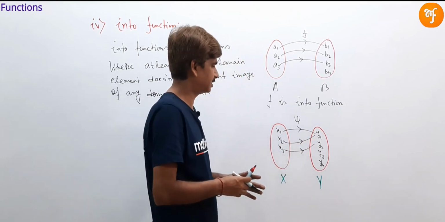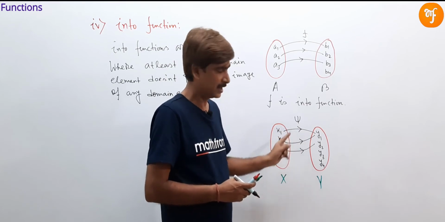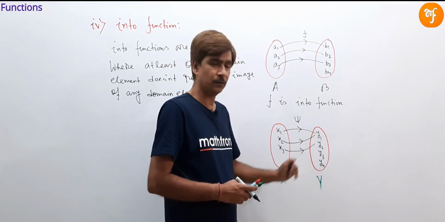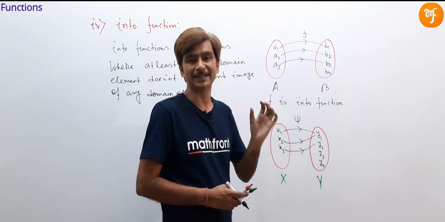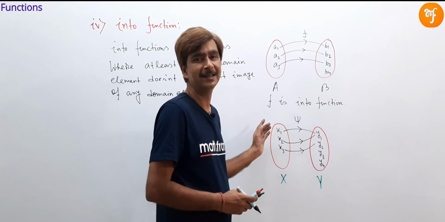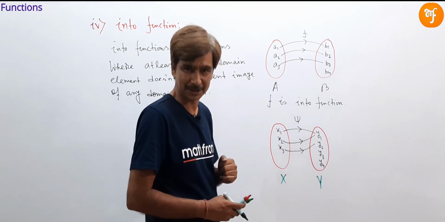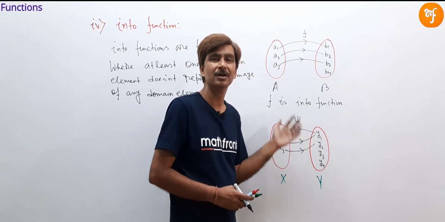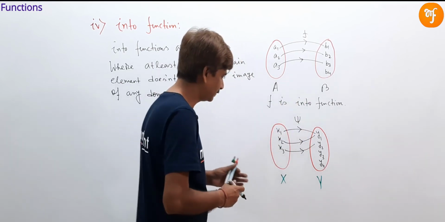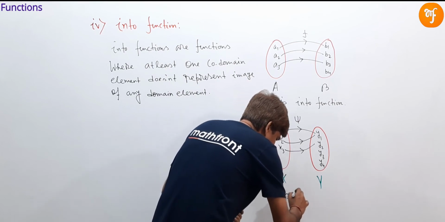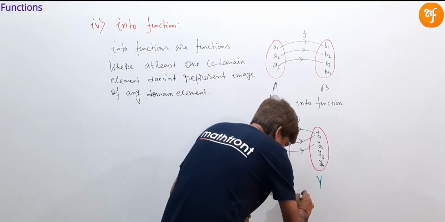So obviously here psi is a function, and in this function in the codomain Y3 and Y4 are two extra elements which do not represent any image of domain elements, is it not? So that is why this function psi is also an into function. So please write down psi is here also into function.